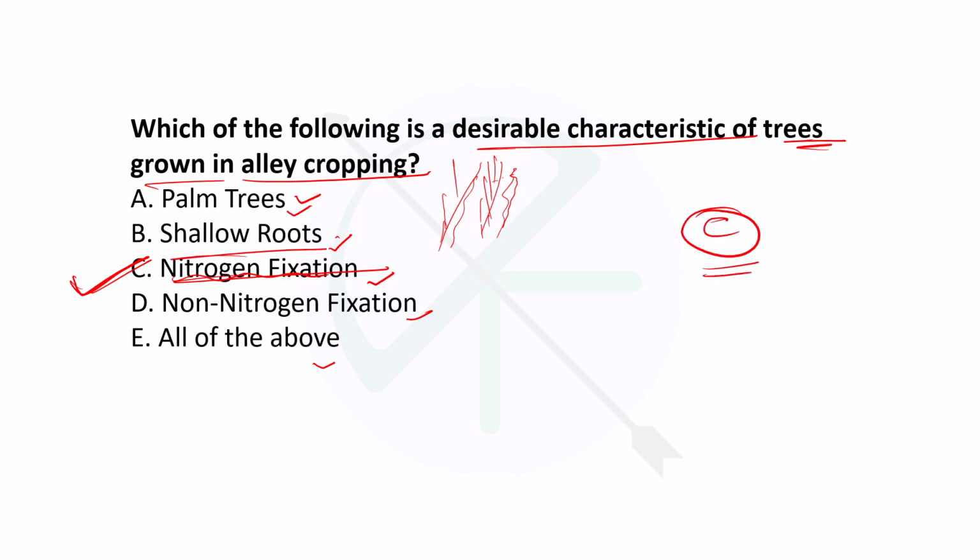If it is shallow roots, then it will be harmful because the crops will also have shallow roots and it will be competing with them for nutrients and moisture.